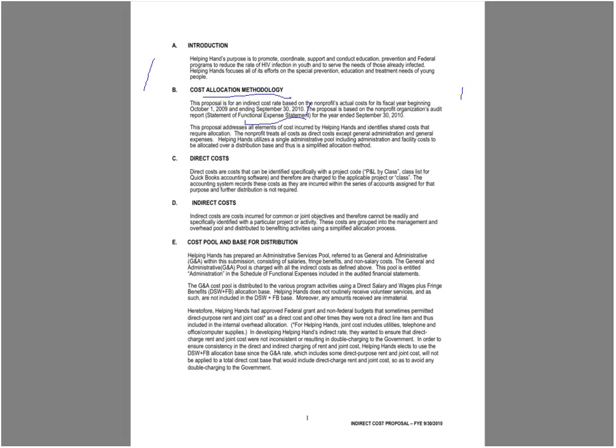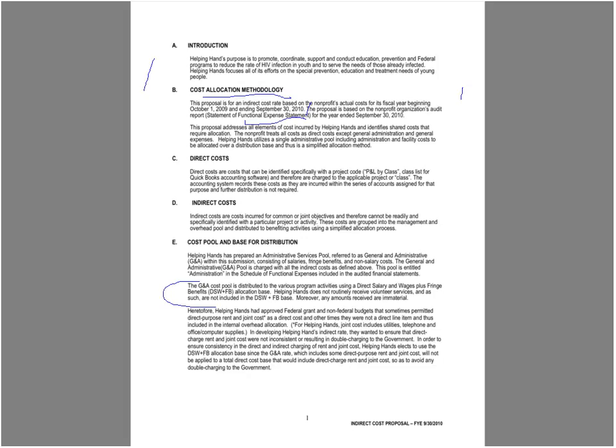So we start out with everything that's generally done in the first paragraph, but we make it very clear because we want to be proactive with the government. We want them to know why we're not using a modified total direct cost base. So we explain in the second paragraph under E, the G&A cost pool is distributed to various program activities using a direct salary and wages plus fringe benefits allocation base. Helping Hands does not routinely receive volunteer services, so we're anticipating that, and none was included in the base.